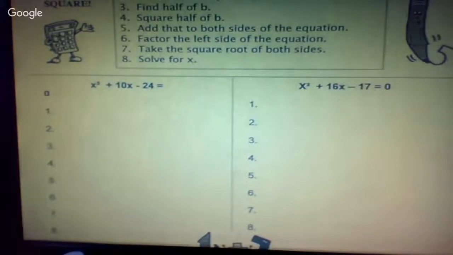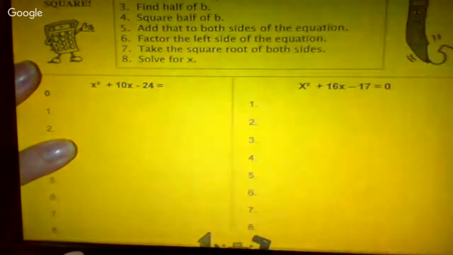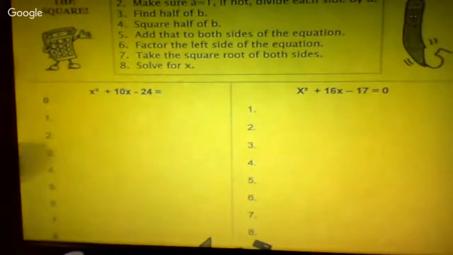As you notice, at the top of this page, you have all the steps laid out for you. They're right there. So we're going to go through all these problems step by step the way this tells us. Let's do the one on the left-hand side first. x squared plus 10x minus 24 equals 0. Step 1 says, subtract c from both sides. This should technically say subtract or add, okay? It depends on what you need to do to move it to the other side.